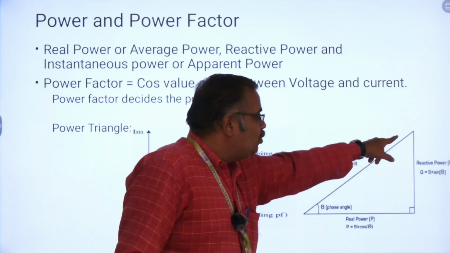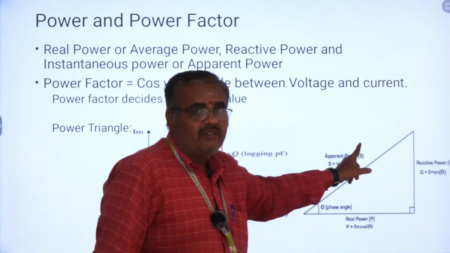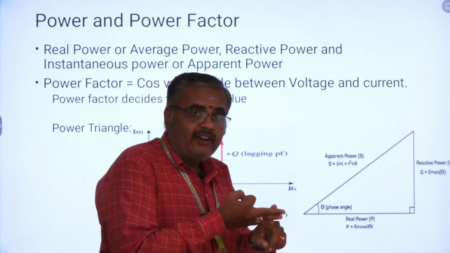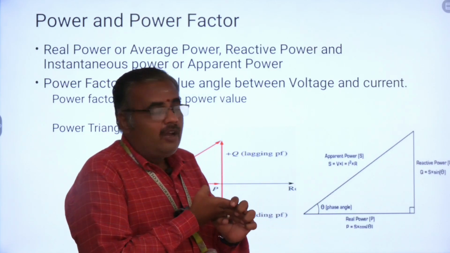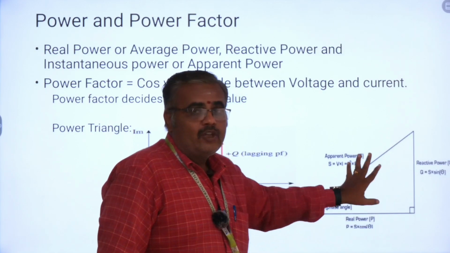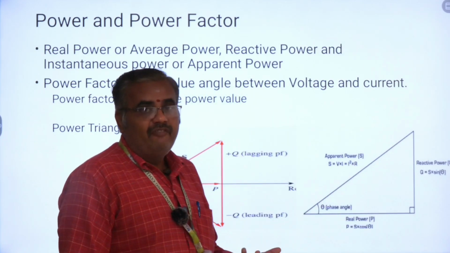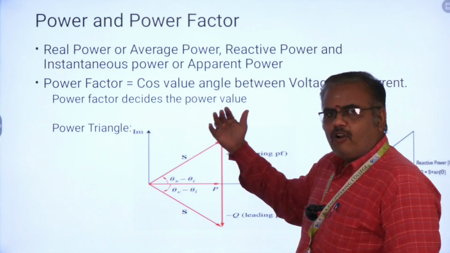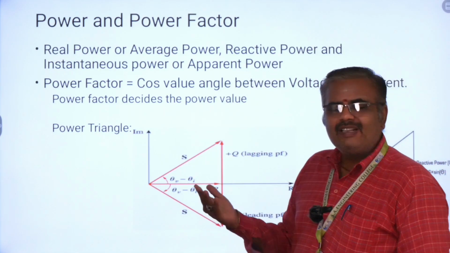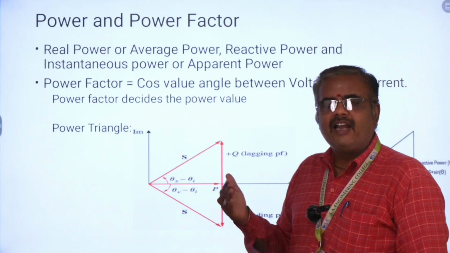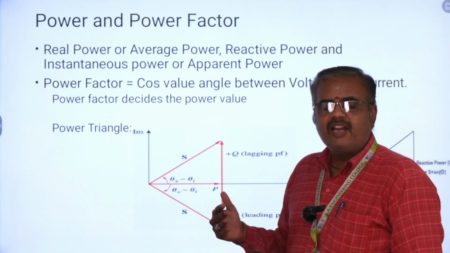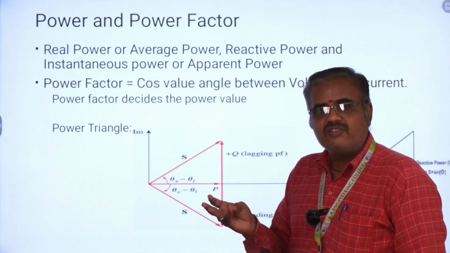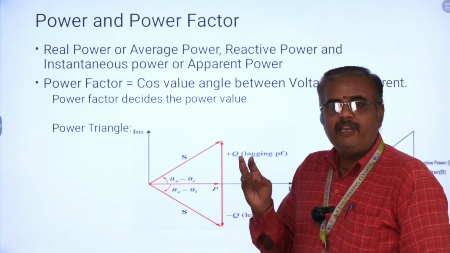The resultant value of these two powers is called apparent power, otherwise called resultant power. So instantaneous power, real power, reactive power, apparent power: four powers are there, out of which the real power is the actual power that will be utilized by the users. Now when we talk about the power factor, what is this power factor? It is nothing but the cosine value of the angle between voltage and current. So we have resistance, inductance, and capacitance. For resistance, the angle between voltage and current will be equal to 0.